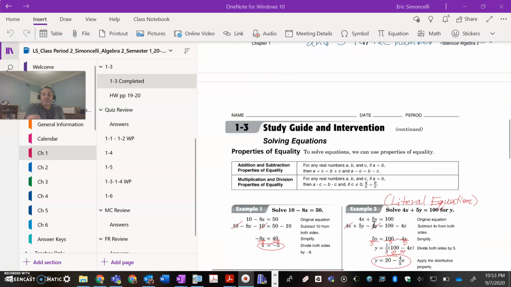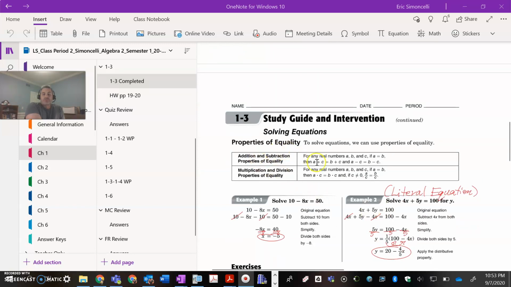So moving on, you can see here we're talking about properties of equality. To solve equations, we can use properties of equality. There's addition and subtraction properties of equality, such that if a equals b, then a plus c equals b plus c, and a minus c equals b minus c. Quite simply, adding c to both sides of the equation, or subtracting c from both sides, if in fact a equaled b in the first place, it's a true statement. It's basically balancing an equation if you think about it.